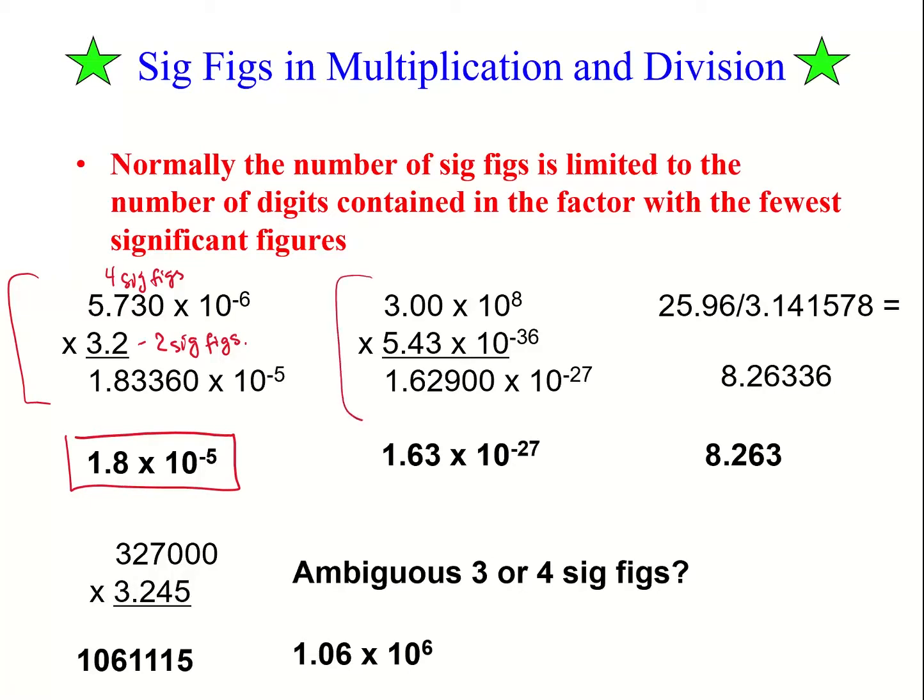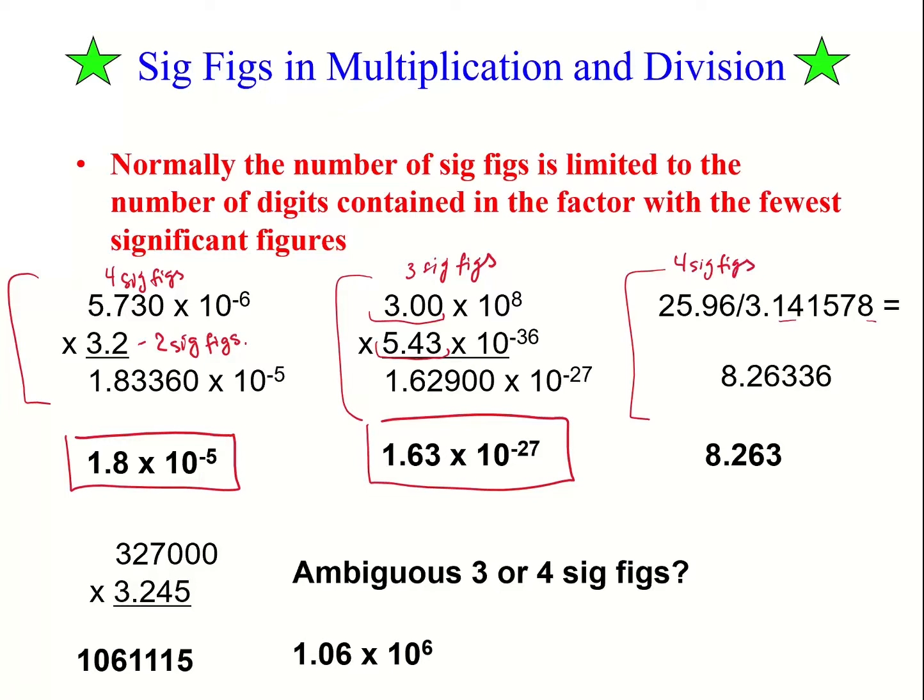In my second example, ignore the exponent. The exponent does not influence the number of significant figures, so we only look at the numbers, 3.00 and 5.43. Both numbers have 3 significant figures, and therefore my answer should have 3 sig figs: 1.63 times 10 to the negative 27th. Next example, 25.96 divided by 3.141578. My first number has 4 sig figs.